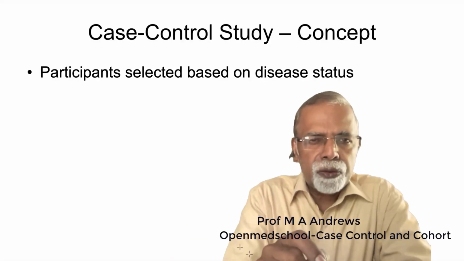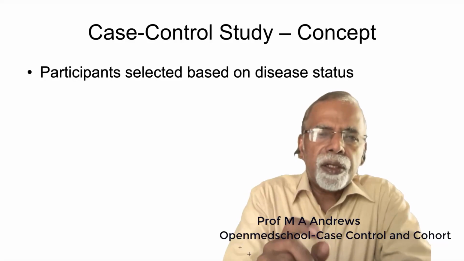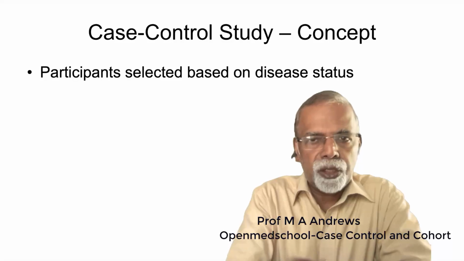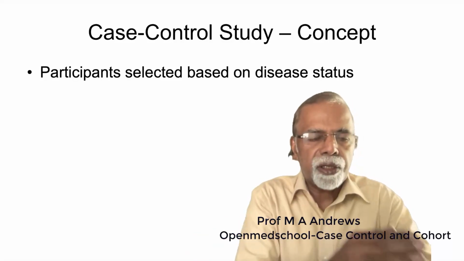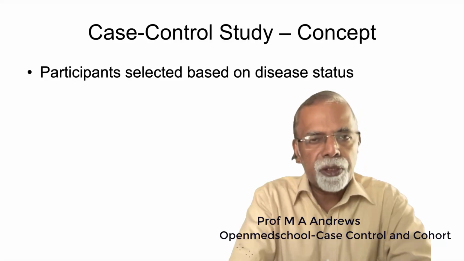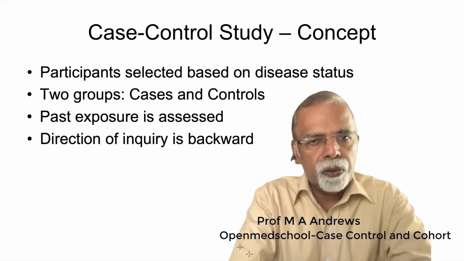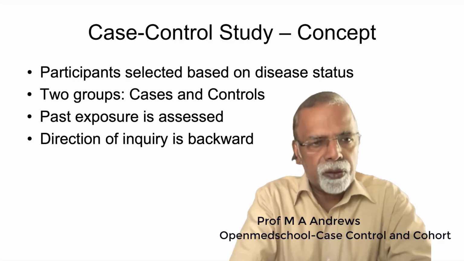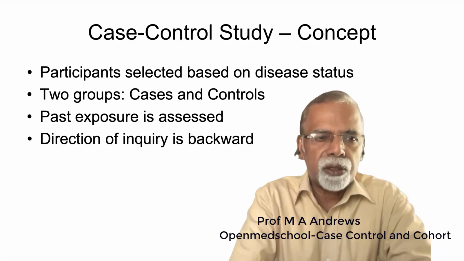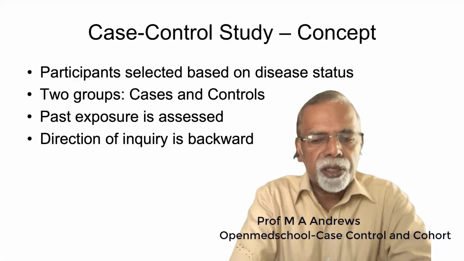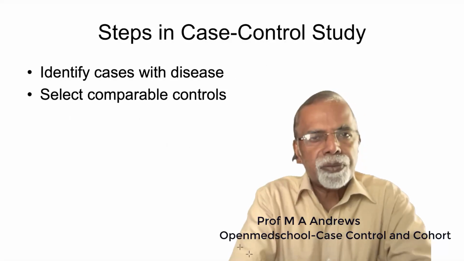So what's the concept of case control study? Here the participants are selected based on the disease status. So disease has occurred and you are checking the exposure. So you can say that this is a retrospective type of study. So there are two groups, the cases and others without disease, or the controls, and past exposure is assessed. As mentioned, the direction of inquiry is backwards, so you can say it is a retrospective study.